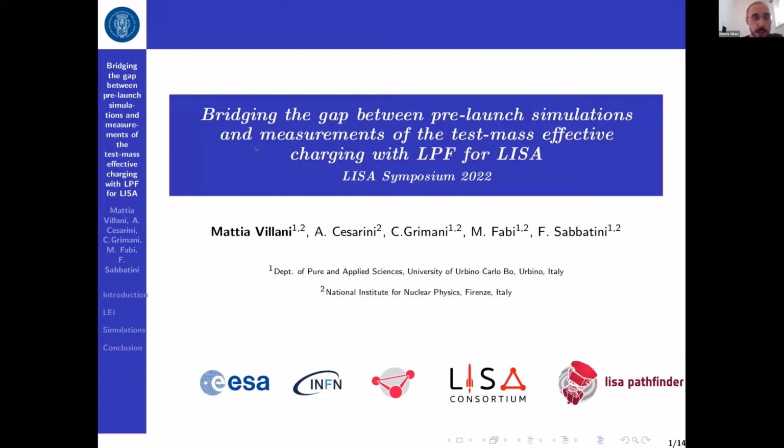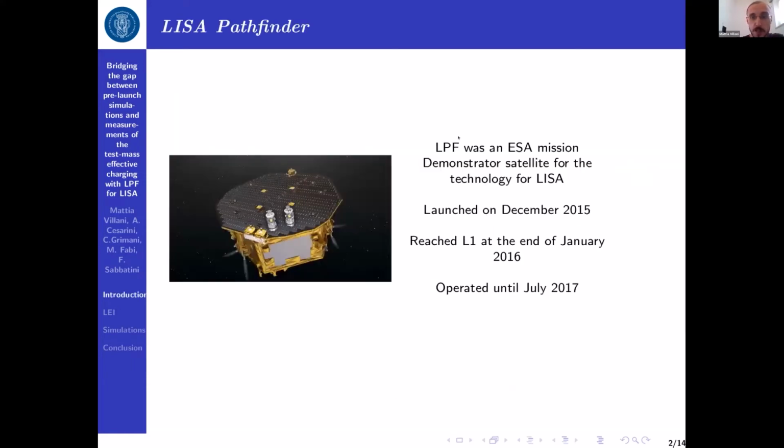Good morning, everybody. I'm talking about the new simulation we carried out at Urbino University with our new Monte Carlo toolkit in order to simulate the test mass charging for LISA Pathfinder and compare these results with the measurements carried out on board. LISA Pathfinder was an ESA mission, a demonstrator satellite for the technology that we place on board LISA. It was launched in December 2015. It reached L1 at the end of January 2016 and operated until July 2017.